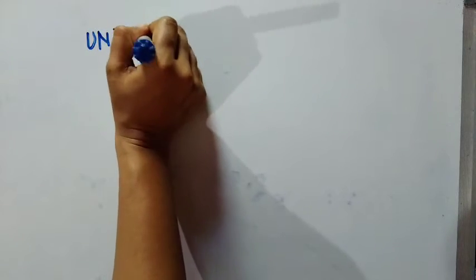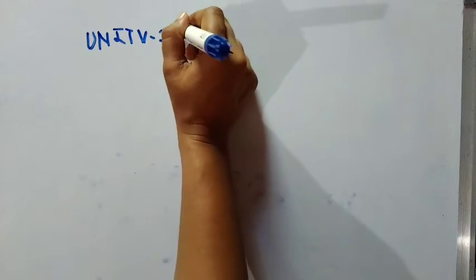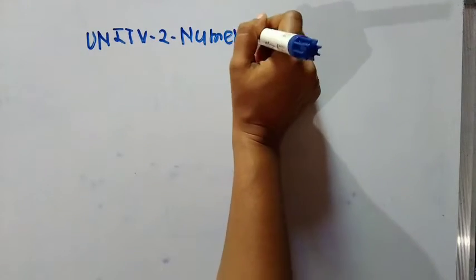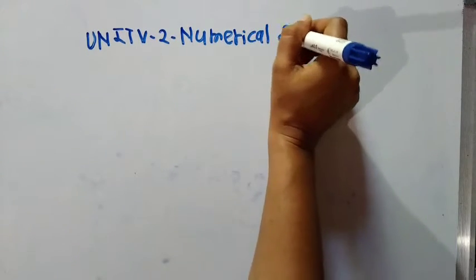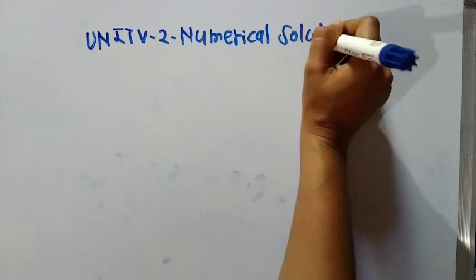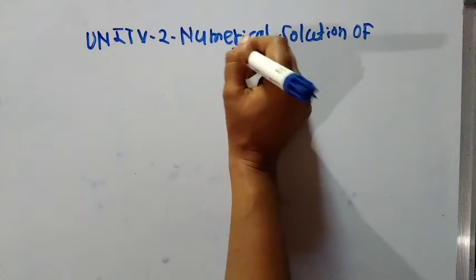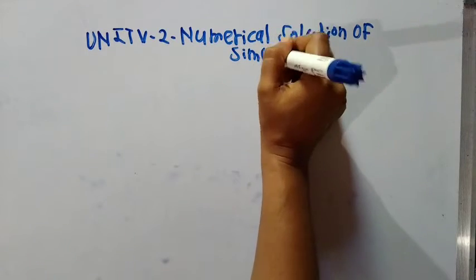In this chapter, we studied Unit 5. Second chapter is numerical solution of simultaneous equation.